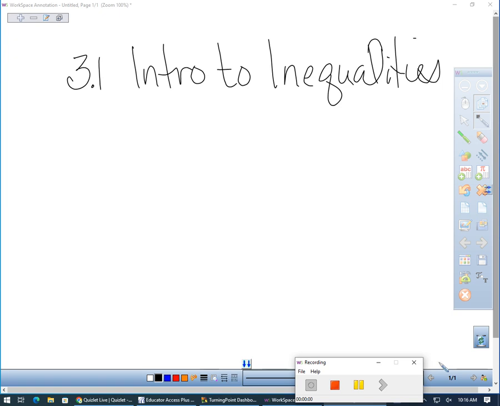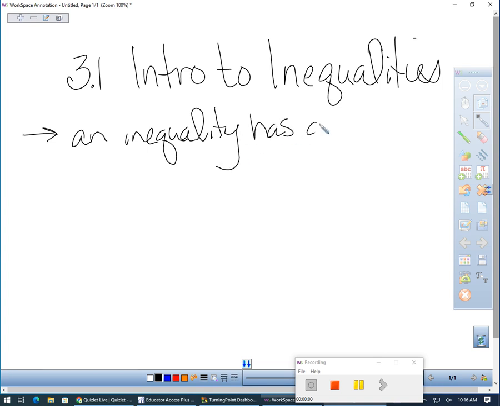Starting the intro to inequalities. Now, an inequality is similar to an equation, but instead of having a solution, an inequality has a solution set. When I say solution set, that means it has a group of numbers that can all make the inequality work. It's a big group of numbers. We're going to talk about how we can show that group of numbers today.